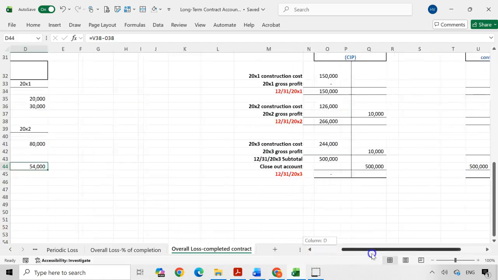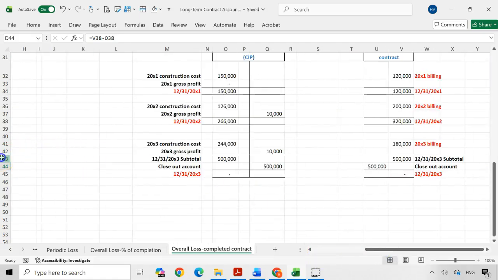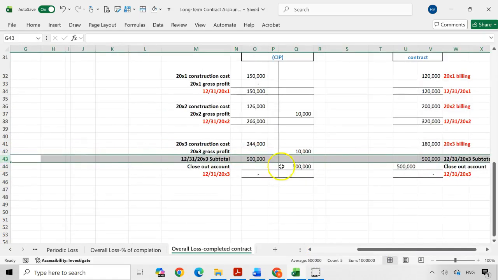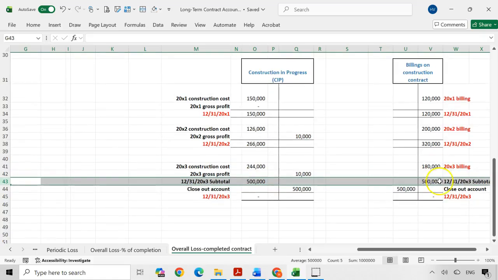And also at the end of the contract, they should have mirror amounts. Whatever is a debit amount in CIP, assuming it's a debit, you should have the opposite amount in your billings. If these two amounts, before you close them out, are different, then there is going to be some sort of mistake in one of your journal entries that you have booked, depending on the example you're using.